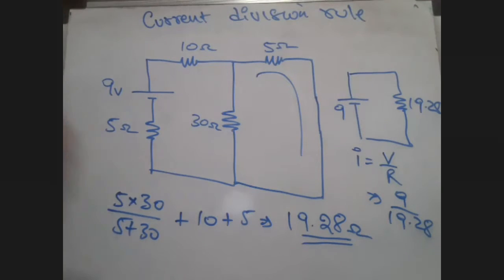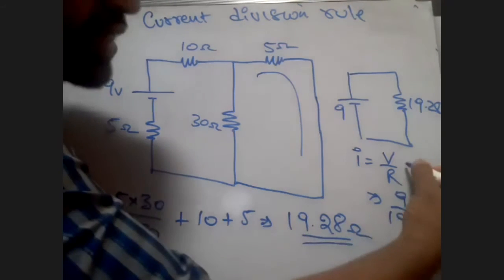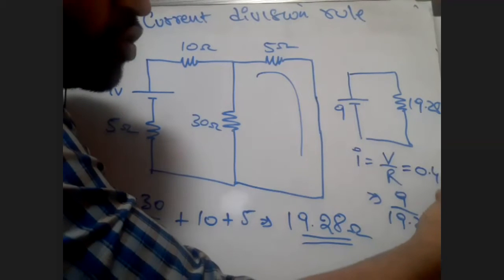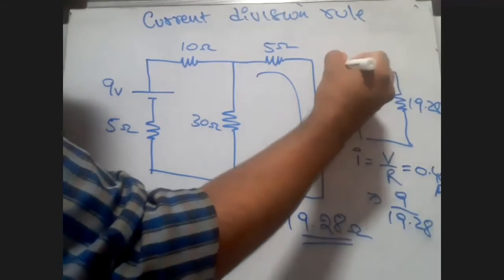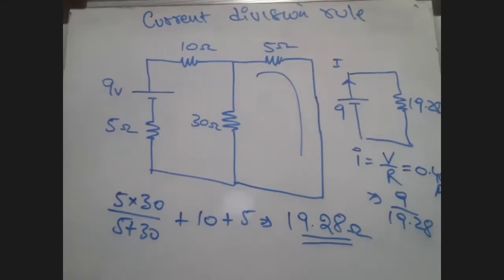Can you please calculate? 9 upon 19.28. How much? Everyone calculate. 0.466. Yes. So I will write here that total current is 0.466 amperes. So current flowing through my equivalent circuit I over here is 0.466 amperes.